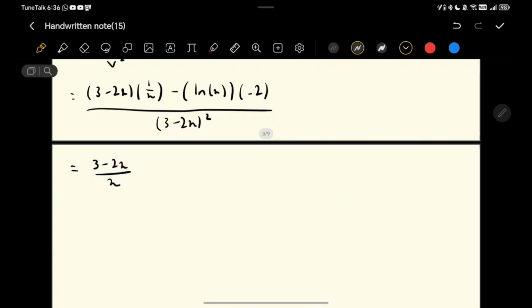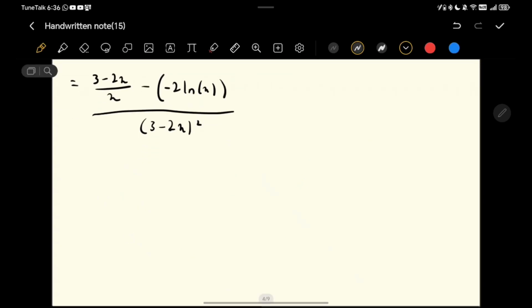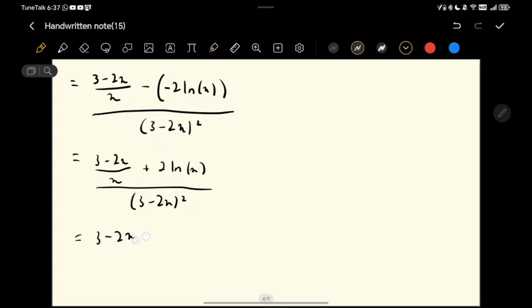So now apply the quotient rule. Now, we simplify the numerator. After we simplify the numerator, we need to distribute the 1 over x. After we distribute the 1 over x, we can get the final answer.